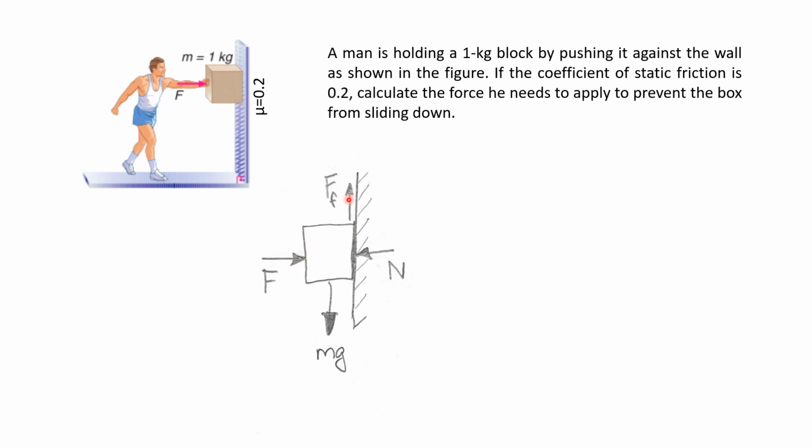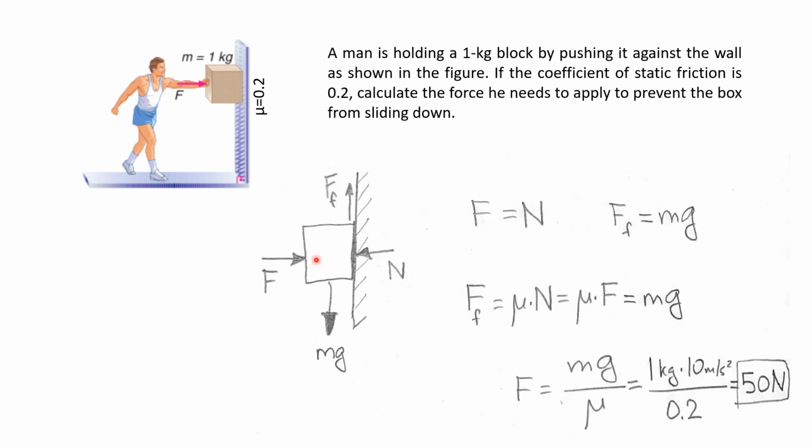Now, if he wants to prevent the block from sliding, the friction force has to be equal to the weight of the block. Moreover, the force you're pushing against the surface has to be equal to the normal force, because the block is not moving into the wall or out of the wall. So it's not moving in the x direction and it's not moving in the y direction. So the forces in the x and y directions have to be equal. So F equals the normal force and the friction force equals the weight.